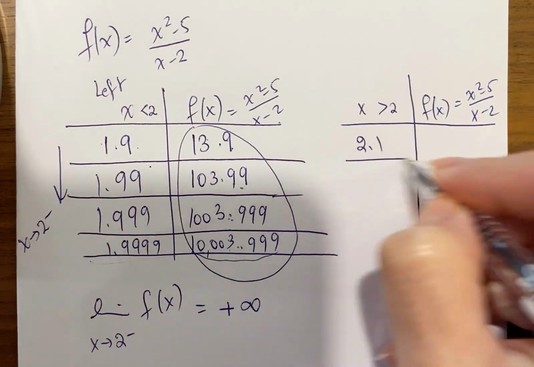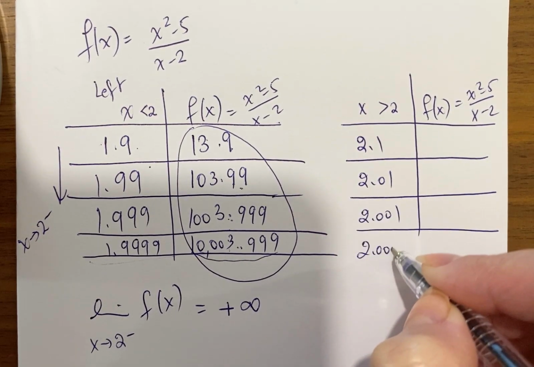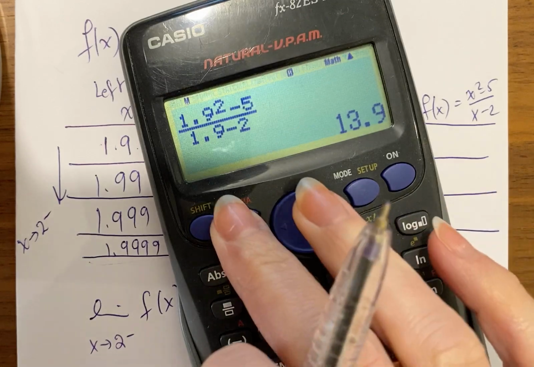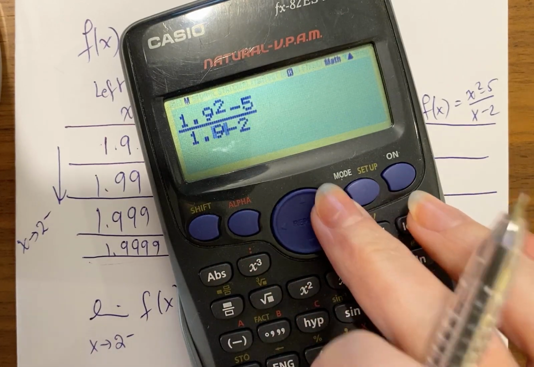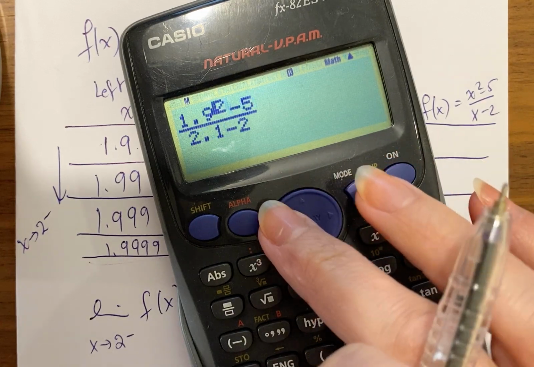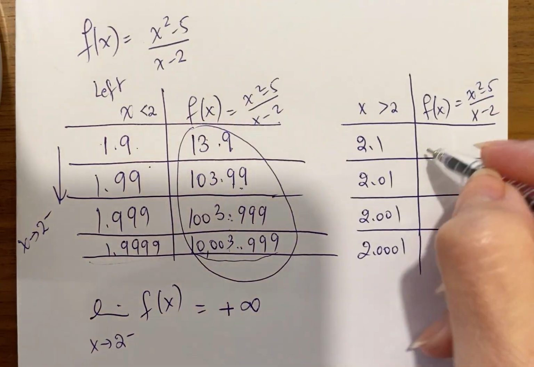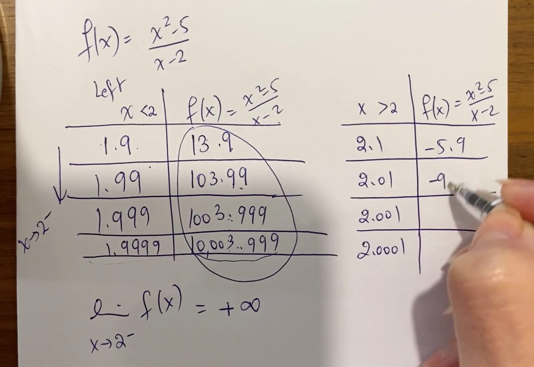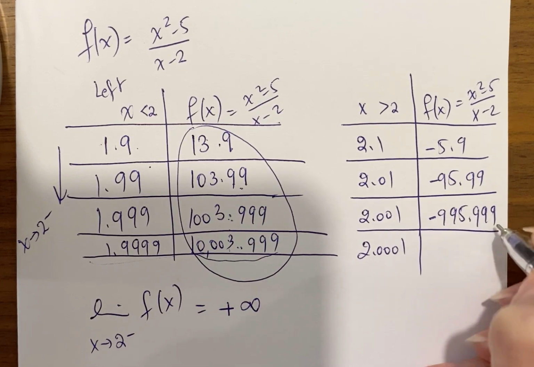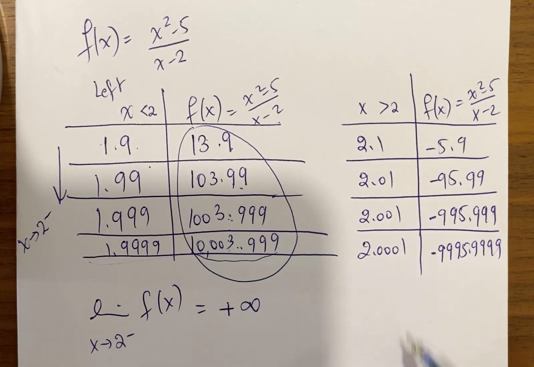Here we want to choose values that are close to 2 but bigger than 2, and they become closer and closer, so that we can generate a pattern. What we notice is we take 2.1 squared minus 5, so what do we find? Minus 5.9. We do exactly the same thing here. We get minus 95.99, minus 995.999, minus 9,995.9999. What do you notice?